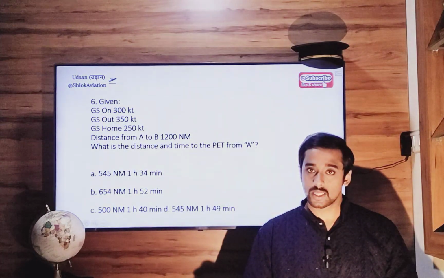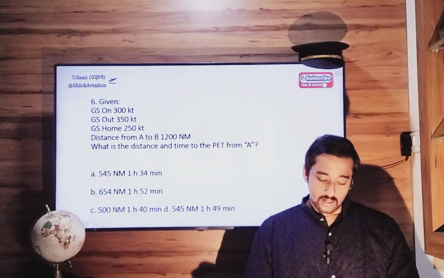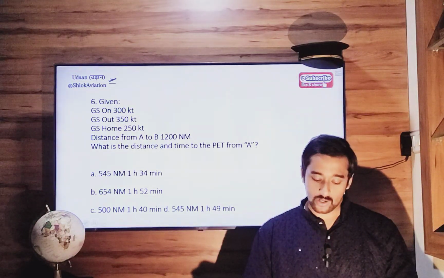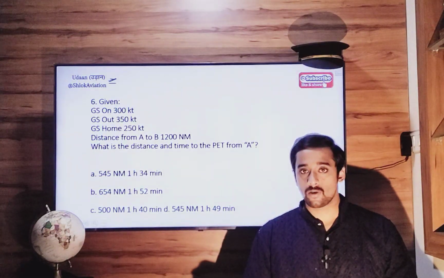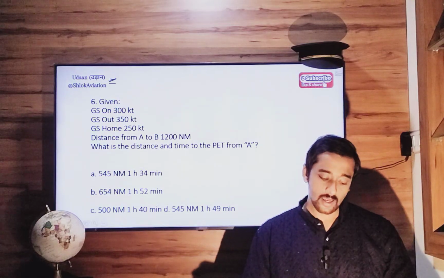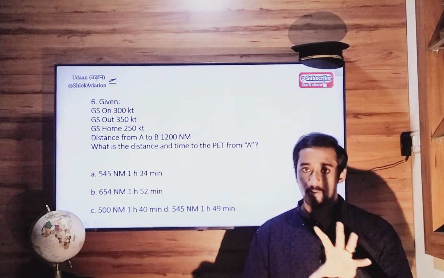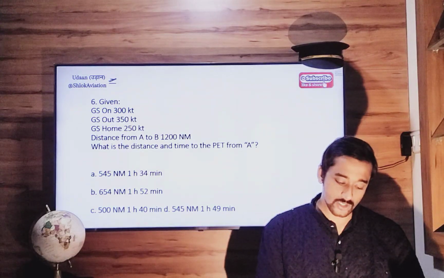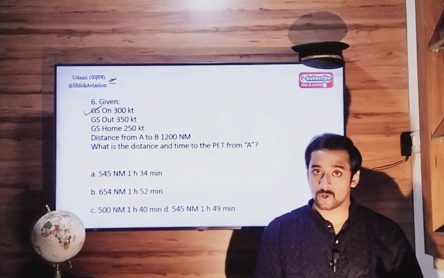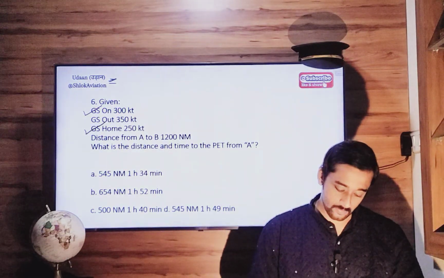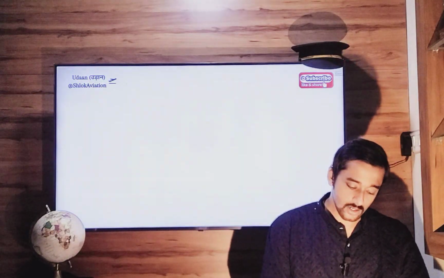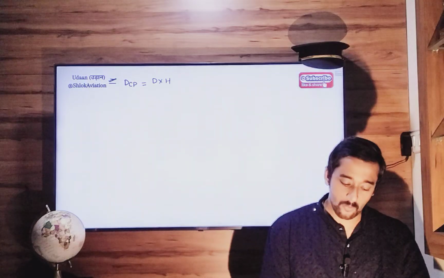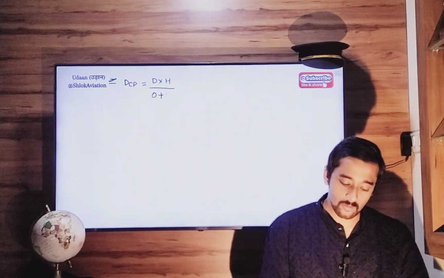Ground speed out 350 knots, ground speed home 250 knots. Distance from A to B is given. What is the distance and time to point of equal time from A? Here you have to use the normal formula, put in the values and get the figures. We use outbound ground speed and homebound ground speed. Distance to critical point equals total distance multiplied by homebound speed divided by outbound plus homebound.